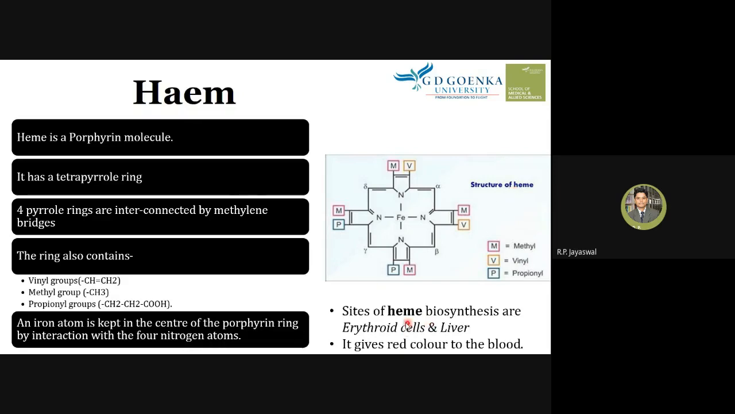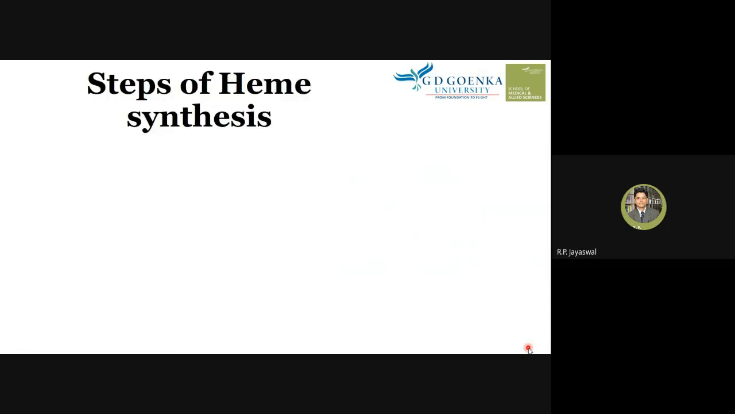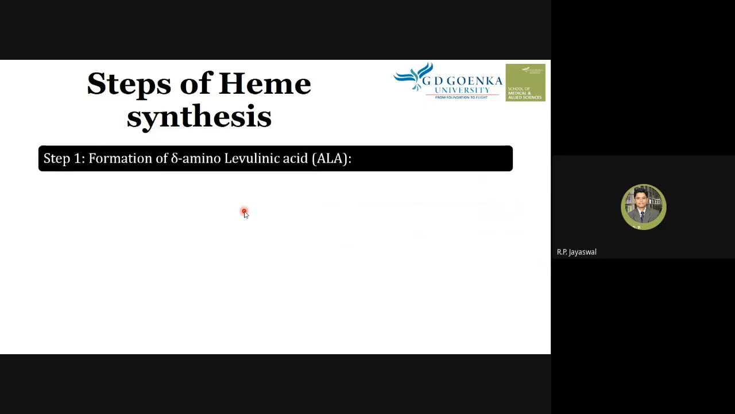Heme biosynthesis takes place in the liver and the erythroid cells of the bone marrow, and this structure of heme, together with the iron and porphyrin, gives red color to the blood. So the blood is red because of the heme structure. And what are the steps available to synthesize heme? In our body, heme synthesis is an enzymatic process, and there are many steps.